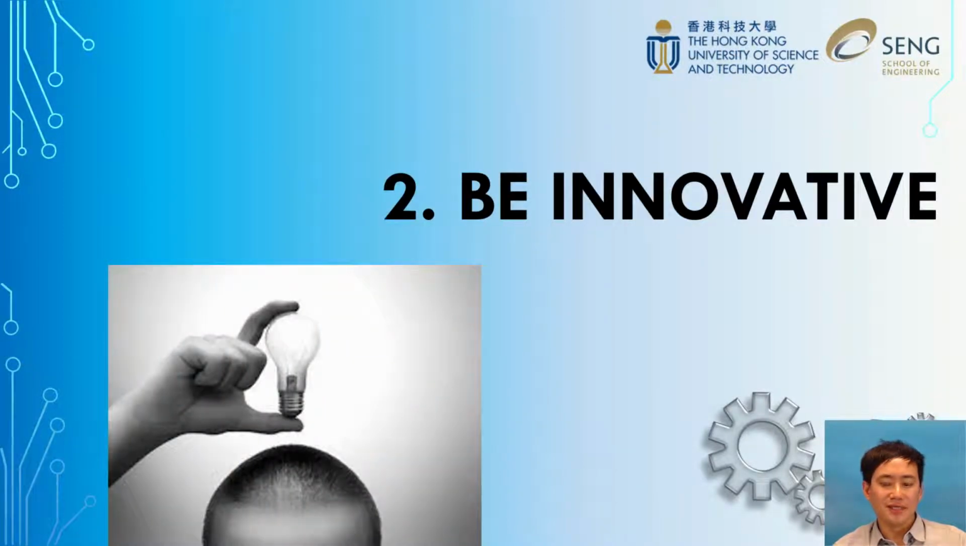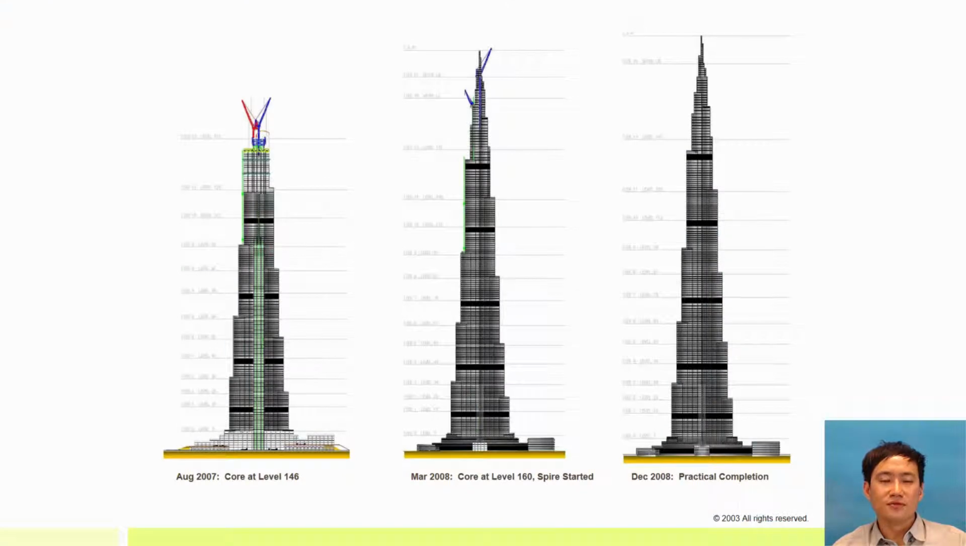Next, you need to be innovative. Let me give you a typical example. The Burj Khalifa is the tallest building in the world right now. The total height of the building is 828 meters, about 300 meters taller than the previous tallest. So there is no guarantee that we can complete the project with the technology that we have at that moment.